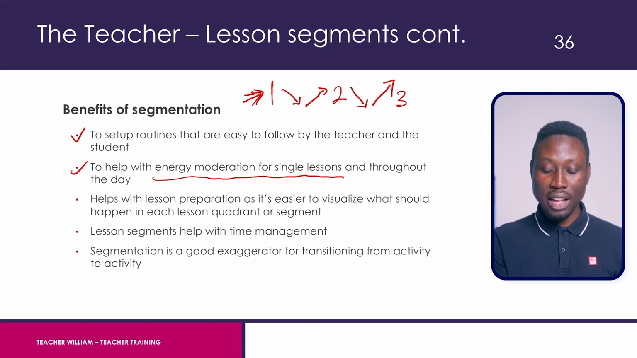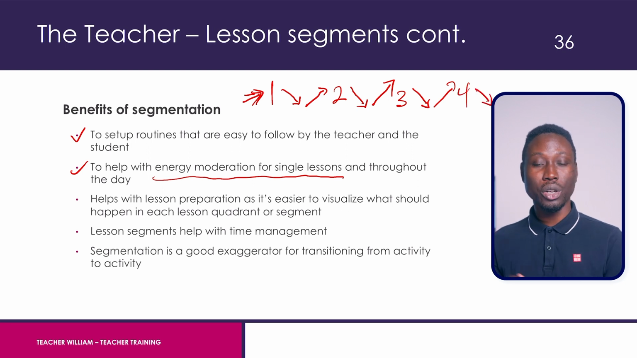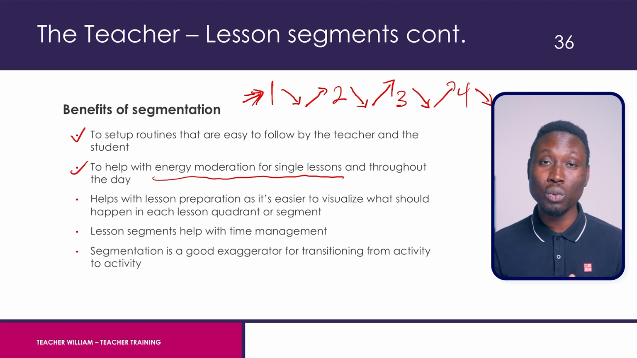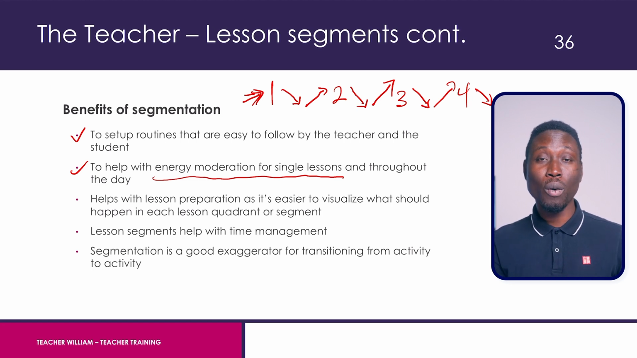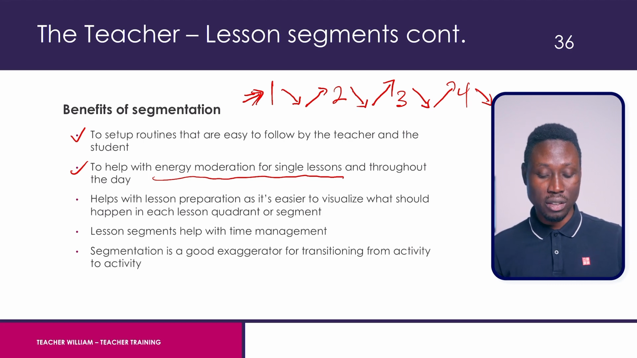The main lesson. You get the trend. Then we bring it down, and then for number 4, we bring it down and then we go off. So it is easy to moderate your energy, and this way it becomes so much better when you're doing this for the whole day, especially if you have a lot of lessons.